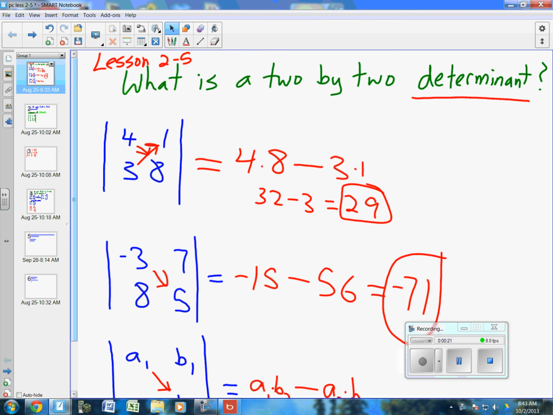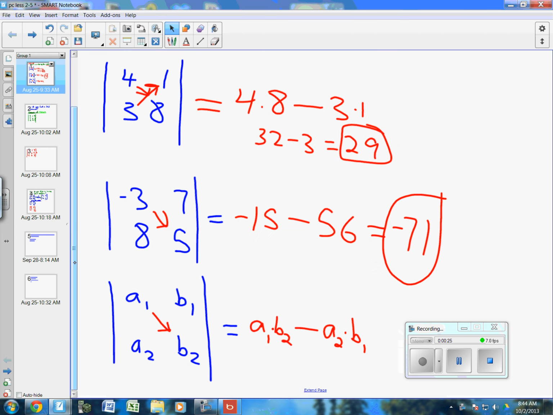Okay, basically, you guys, a 2x2 determinant is just a 2x2 matrix where you multiply the diagonals, 4 times 8 and then 3 times 1, and you subtract them. So we got 4 times 8 is 32, 3 times 1 is 3, and we got 29. And here's the formula for it down here. We're going to go A1 times B2 subtract A2 times B1. And that is the formula you'll need for the determinant. Okay.